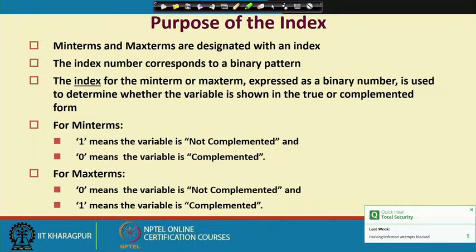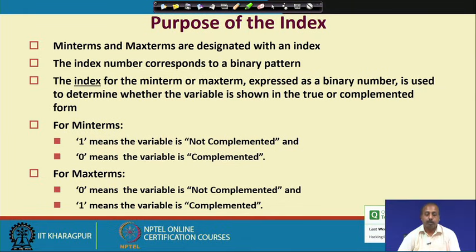The index number for a min term or max term, expressed as a binary number, is used to determine whether the variable is in true form or in complemented form. For min terms, 1 means the variable is not complemented and 0 means the variable is complemented, and for max terms, 0 means the variable is not complemented and 1 means the variable is complemented. So, this is the convention that is followed for min terms and max terms.